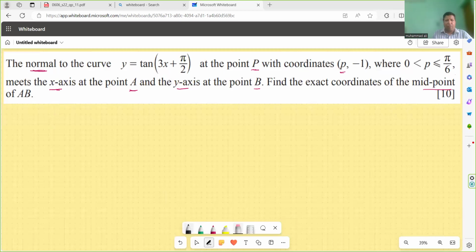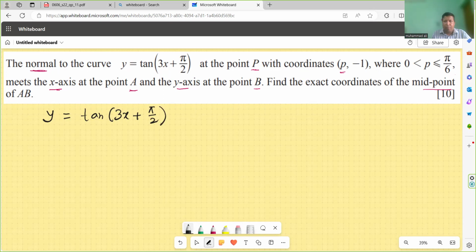At first, we have to find the p value. So y equals tan(3x plus pi by 2). At the point P, when the x value is p, the y value is minus 1. So we write here y value minus 1 equals tan(3p plus pi by 2).